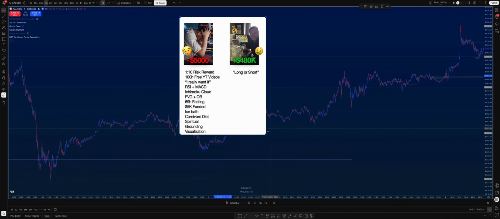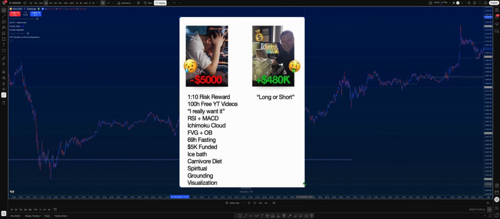But this to me sums up the best traders versus the worst. The best trader is literally that. It's long or short. If it's a buy, I'm going to buy it. If it's a short, I'm going to sell it. And that's how you do it.